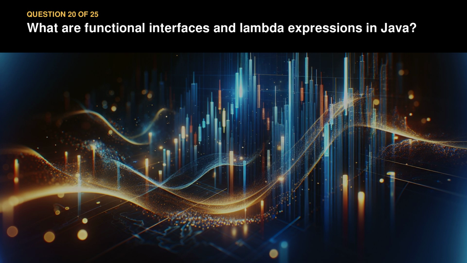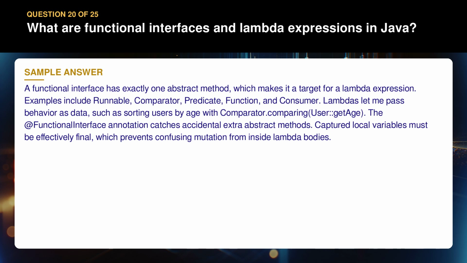and lambda expressions in Java? A functional interface has exactly one abstract method, which makes it a target for a lambda expression. Examples include Runnable, Comparator, Predicate, Function, and Consumer. Lambdas let me pass behavior as data, such as sorting users by age with Comparator.comparing(User::getAge).